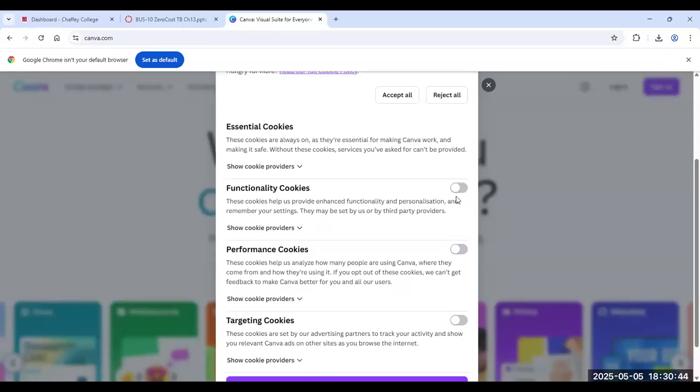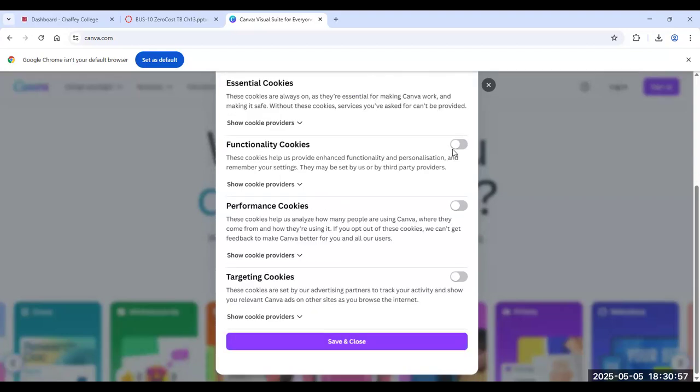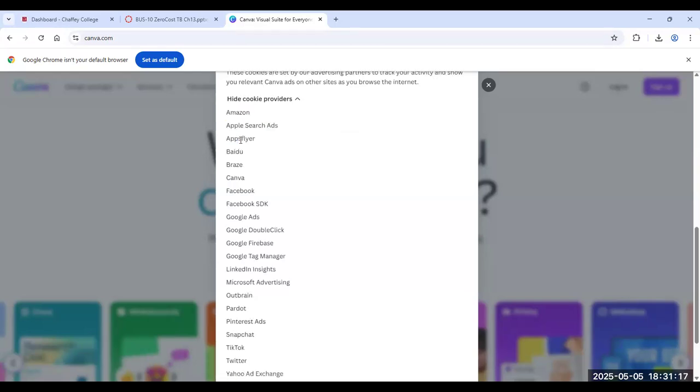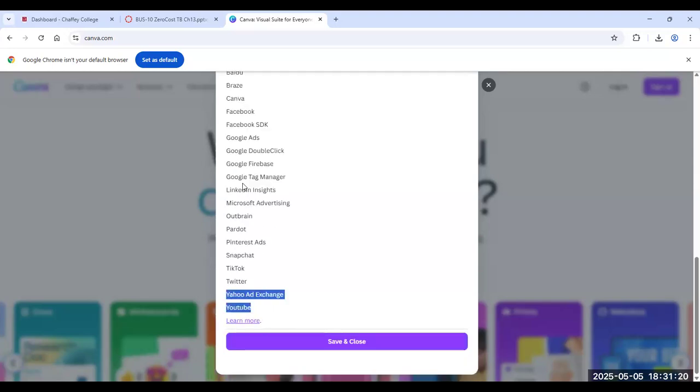This is a new thing for the US. The US did not have to provide you with this information, the consent, until recently. They would just do it, exactly. You can click the functionality cookies. The targeted cookies is essentially where it is. Who are these cookies from? This is who is using it. These cookies are set by our advertising partners to track your activities, to show you relevant Canva ads on other sites that you browse. Amazon, Apple searches, whatever, all of this.